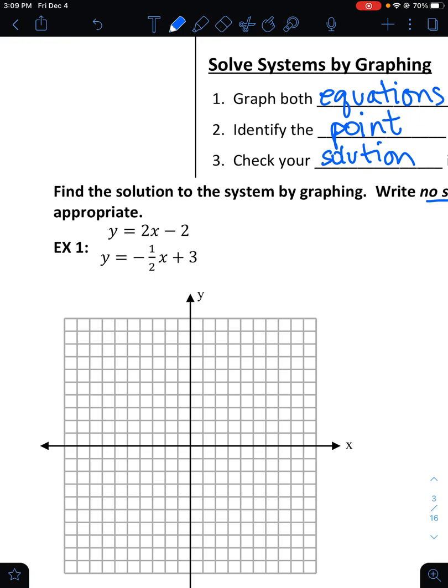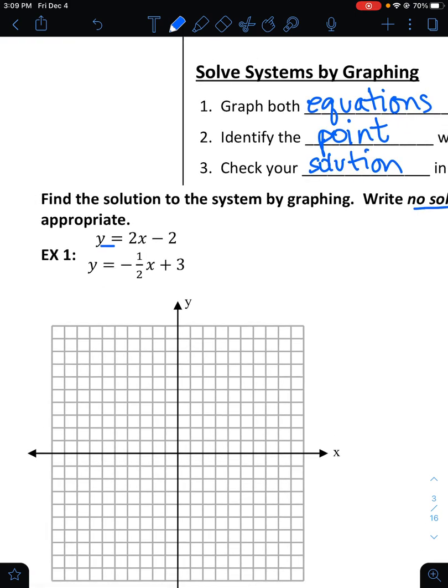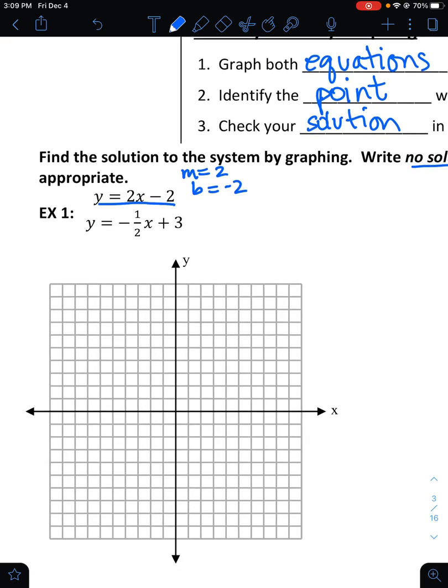So I'm going to do the first one in blue. I might underline in blue. So when I graph this line, I see it is in slope-intercept form. So I can see here that the m is 2 and the b is -2. So when I graph in slope-intercept, I begin with the b. So I am going to graph -2. So the b is the y-intercept.